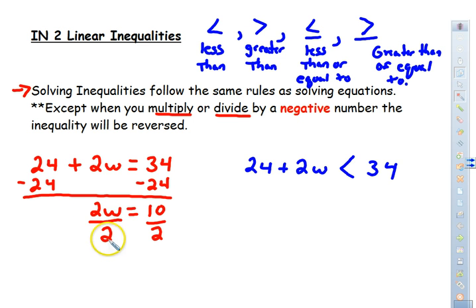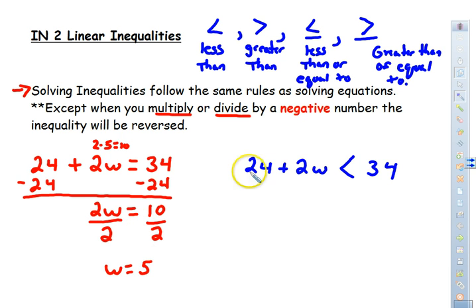And we get 1, a positive 1. And again, if this were a negative 2, then we'd have to divide by negative 2 to both sides. Okay, so we get W by itself, and 10 divided by 2 is 5. So W equals 5, and you can always check that by plugging this in, and 2 times 5 equals 10, and 10 plus 24 does equal 34.